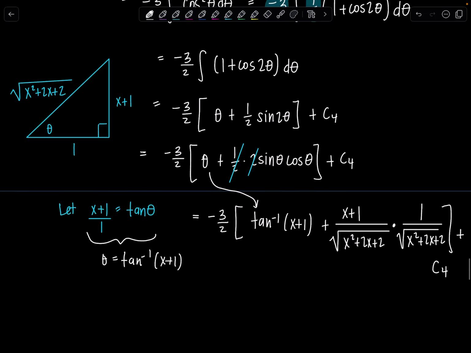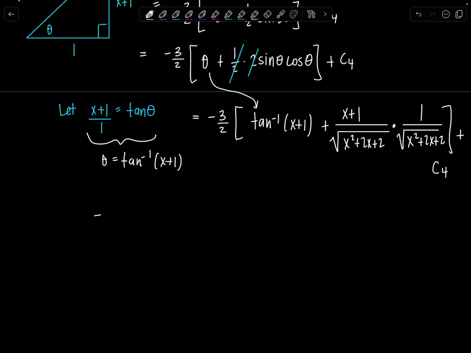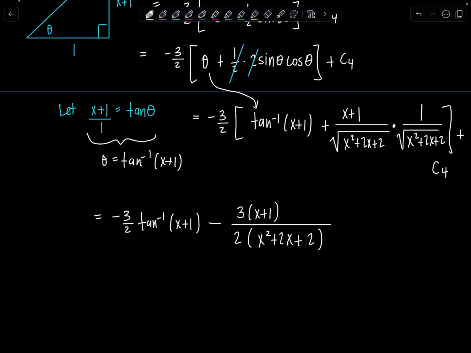And then, let's clean up. I'll distribute the negative 3/2 as well. So negative 3/2 tan inverse x plus 1 minus 3 times x plus 1 over 2. Okay, so this 3 I distributed to the numerator. The 2 will get distributed to this denominator, and these radicals will cancel out. So I just have 2x squared plus 2x plus 2 down there now. Do you see that? Plus c4.